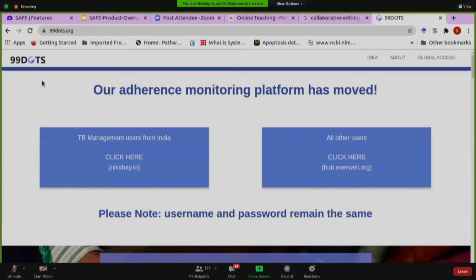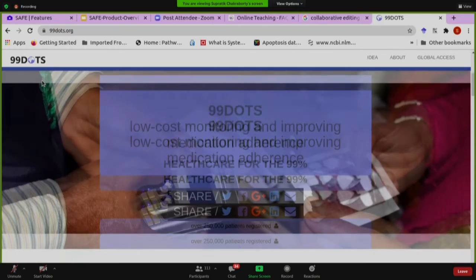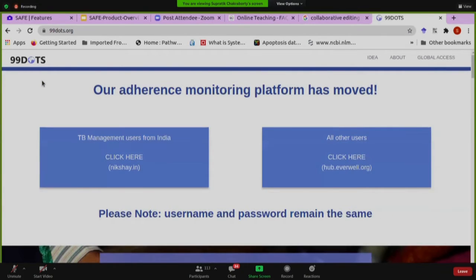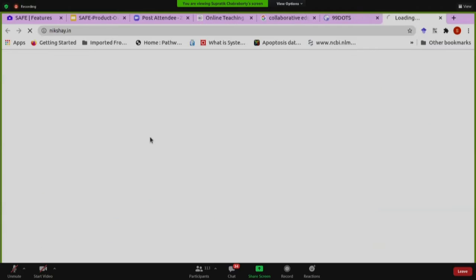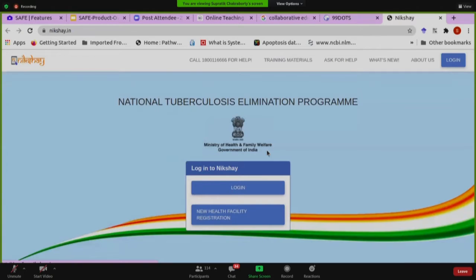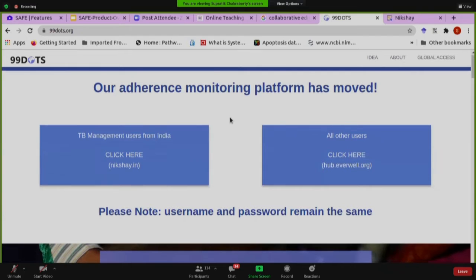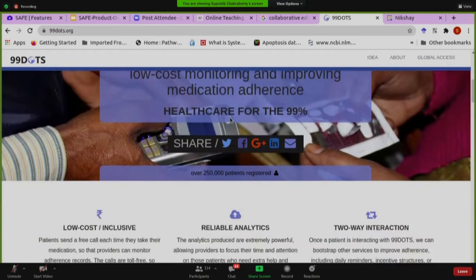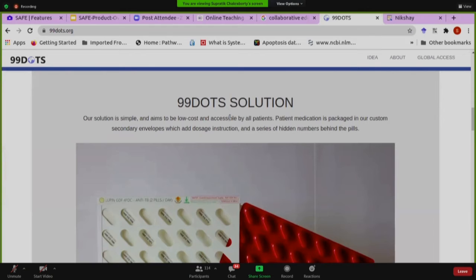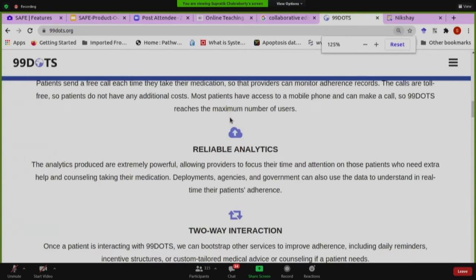So this is a website, 99dots.org, and just to show that this is actually a live website, this TB management is actually happening. If you click on this link, it takes you to something from the Ministry of Health and Family Welfare. So this is actually being used in the country today. It is not only being used in India, it was developed in India and is being used abroad as well. But what I want to show you is the solution. I hope you can see my screen. Let me increase the font size.